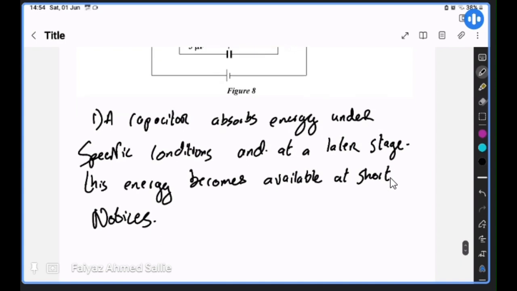I hope you guys took down the definition, because I'm about to erase the definition. It's okay.